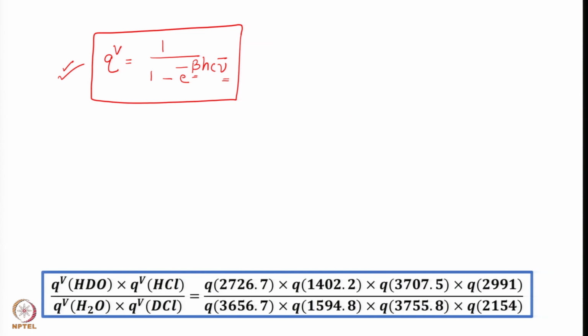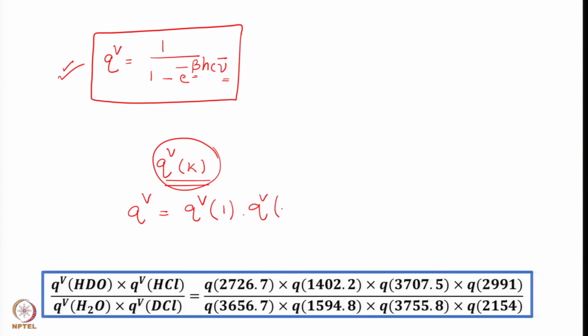Therefore, you expect this ratio also to be close to 1. In any case, calculate. Remember, again I will write Q_V of K, the kth mode. This is individual, right? So, the overall vibrational partition function is the vibrational partition function for mode 1 into the vibrational partition function for mode 2 into the vibrational partition function for normal mode 3 and continue. That is, the partition function is multiplicative.